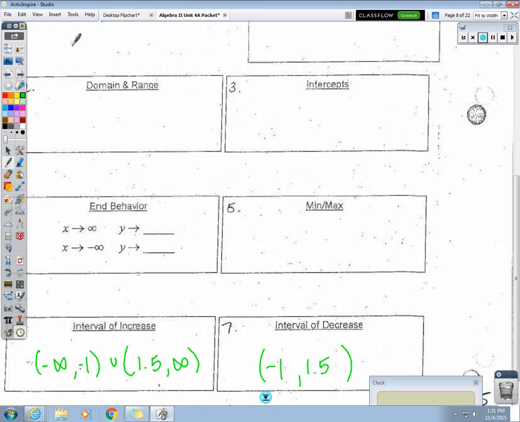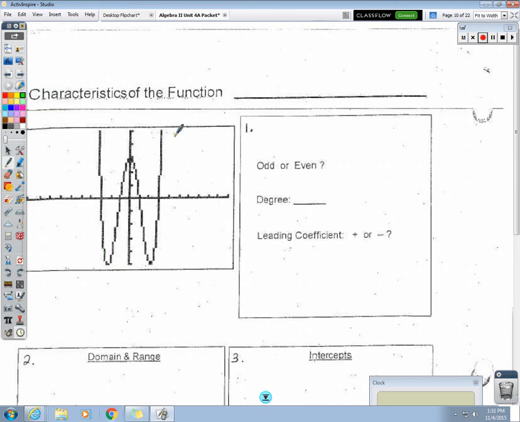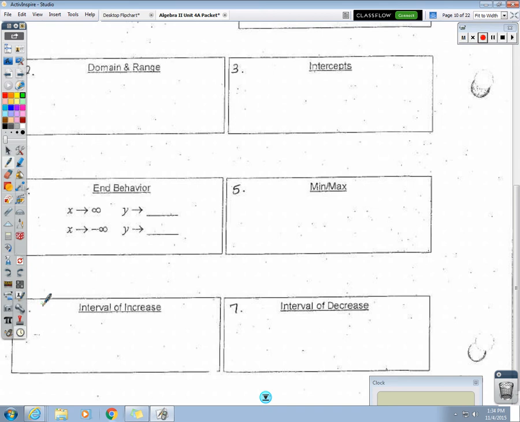Okay, now flip, not to the next, because we already did that one, to the next, and do this one by yourself. How many sections is this graph increasing? 2. It starts increasing right there and ends right there. And then it starts increasing again here, but then this part goes forever. Okay, so I know down here that I'm going to have 2 sets of parentheses.